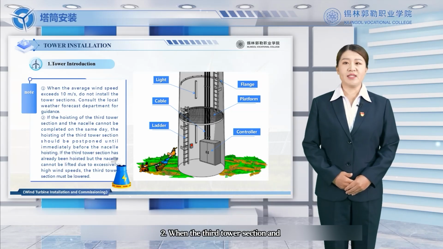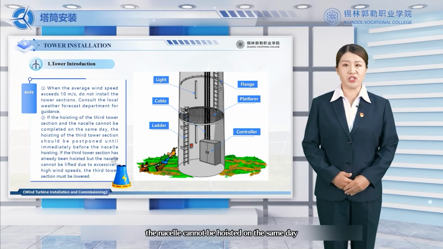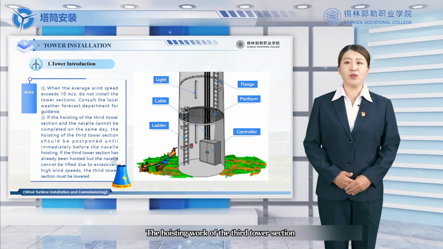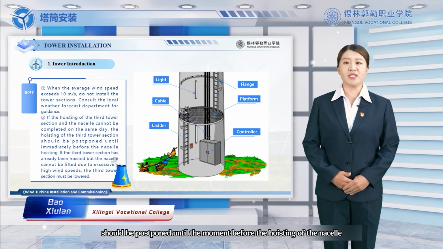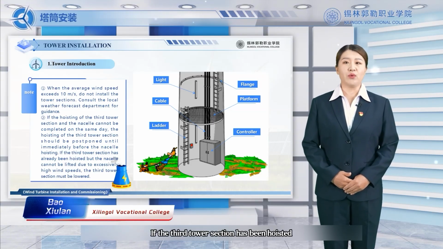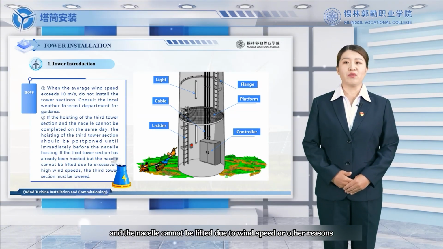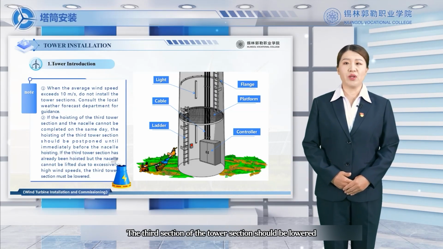2. When the third tower section and the nacelle cannot be hoisted on the same day, the hoisting work of the third tower section should be postponed until the moment before the hoisting of the nacelle. If the third tower section has been hoisted and the nacelle cannot be lifted due to wind speed or other reasons, the third section of the tower section should be lowered.